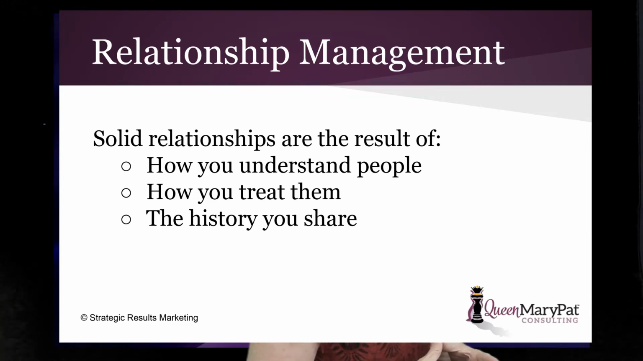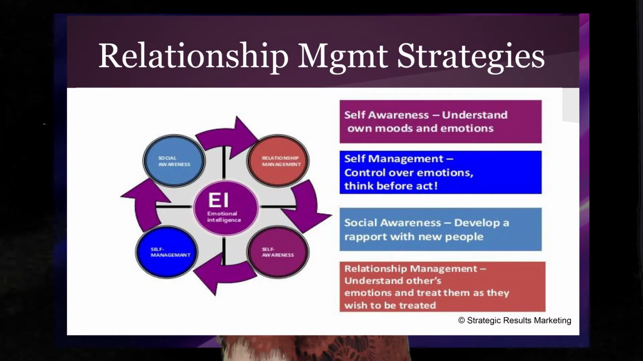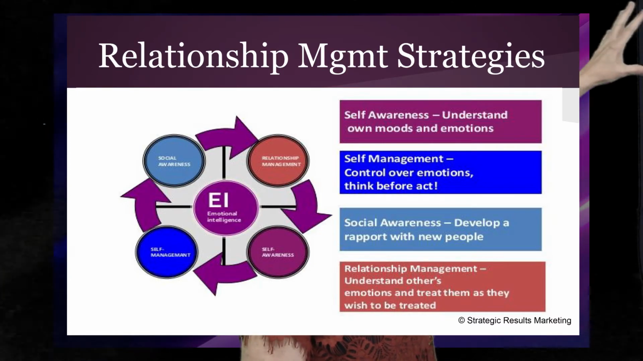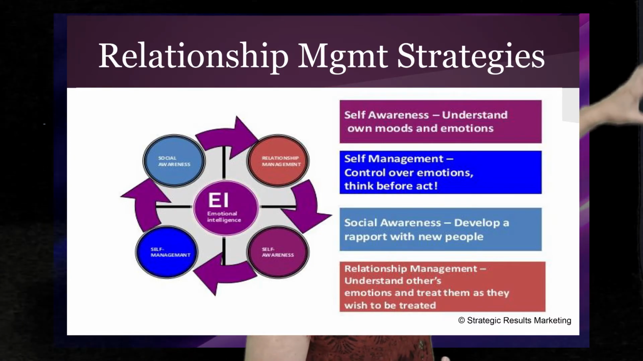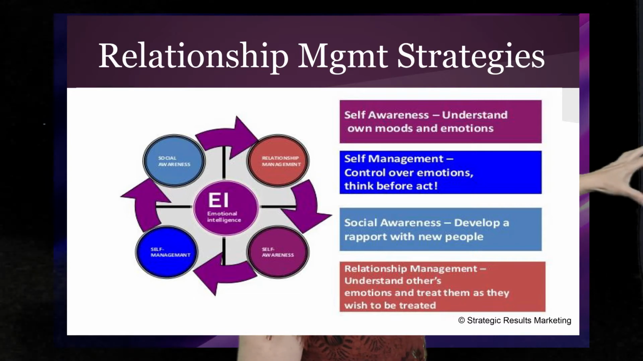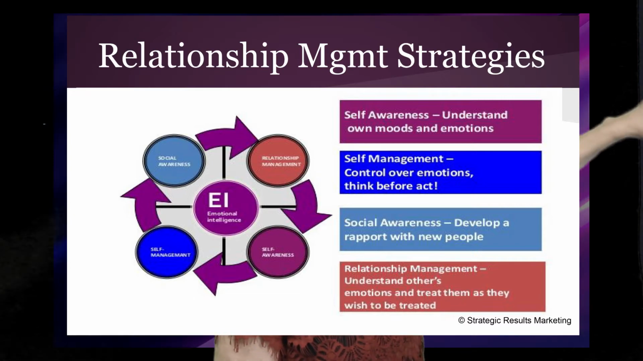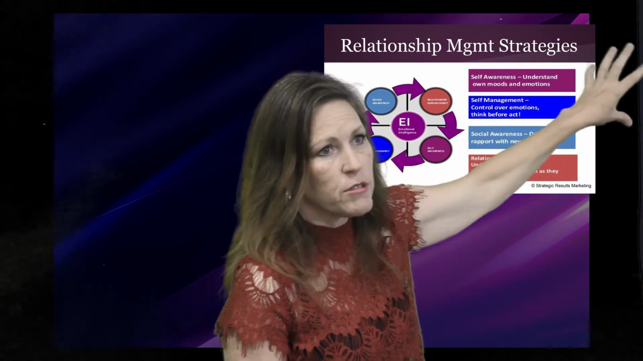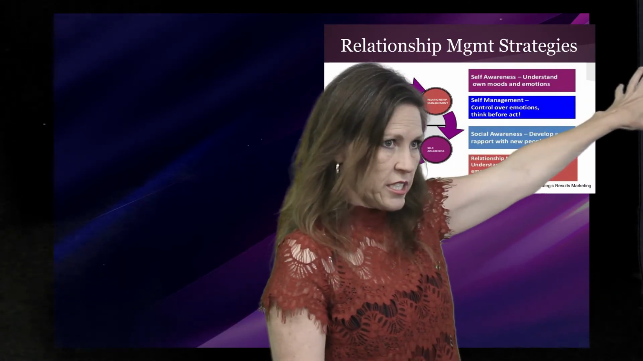So successful relationship management is the result of how you understand people. It's how you treat them. It's the history that you share. And here's a great visual that just shows the continual flow of this information going around from self-awareness, self-management, social awareness, relationship management. They're all important, and it's all of those things that make up your emotional intelligence.